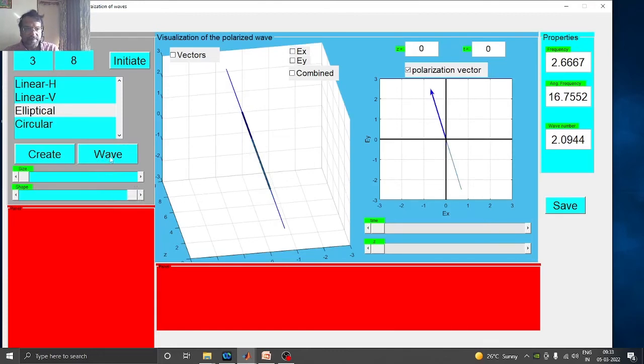Now this is the linear polarization. Now linear polarization can be general. We have seen only two special cases, linear horizontal and vertical, but it can make any angle. This vector, which is oscillating as a function of time, can make any angle with the x-axis or y-axis. Let us see that now.